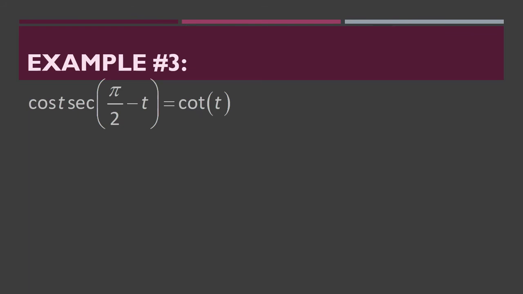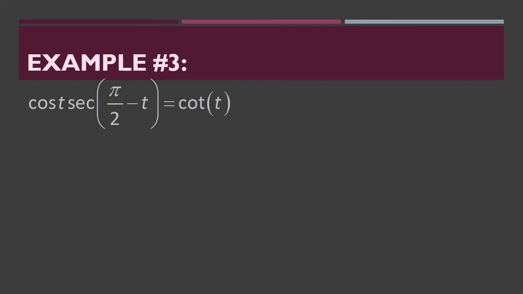So, all right, example 3. Looks like we have a cofunction identity that should be glaring at you right now with the pi halves minus t. So let's copy the problem. We have cosine t times the secant of pi halves minus t equals the cotangent of t. When you look at these problems, don't automatically think, oh my gosh, how am I going to get from the left to the right? Just take them one step at a time.